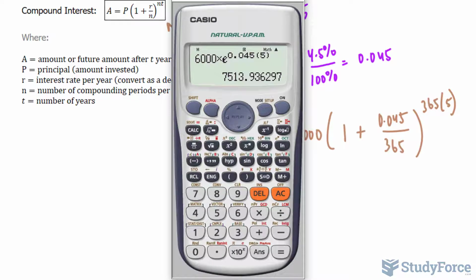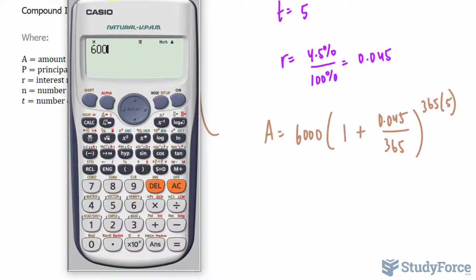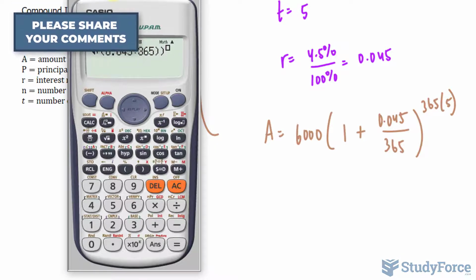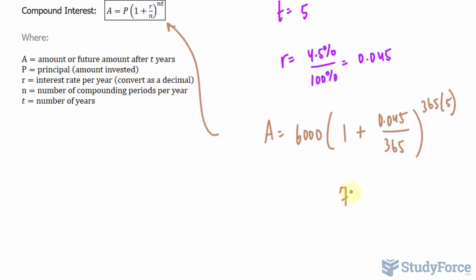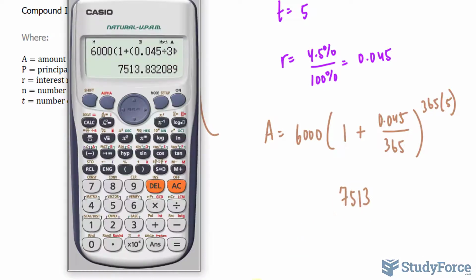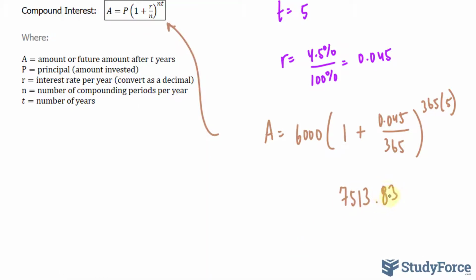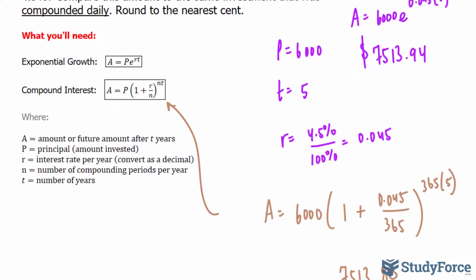Okay. Let's use our calculator, see how this differs. 6,000 bracket 1 plus 0.045 divided by 365, close, raise 365 times 5. And it's recommended that you do this all in one step on your calculator so that you don't run into any rounding errors. We end up with 7,513.83. Look at the difference.